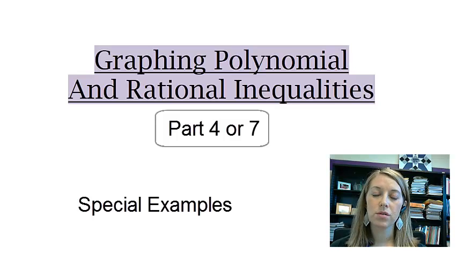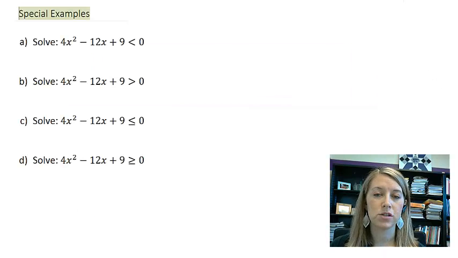Okay, so we have worked through a few examples of graphing polynomial inequalities. I have one more example of the polynomial version, and this one I'm calling my special cases. We're going to see why it's special in a second. So I have four problems, but in essence it's the same problem. We just need to interpret the answer four different ways.